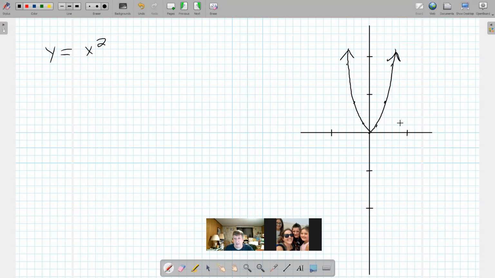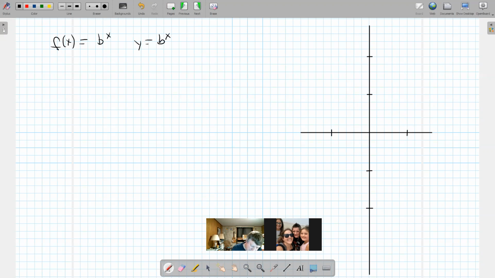Today, we're going to look at yet another set of functions and equations called exponential equations, exponential functions. And they, in general, are in the form of f of x equals b to the x power, or y equals b to the x. For example, y equals 2 to the x power. Notice in this particular case, the variable is not the base, but rather it is the exponent.